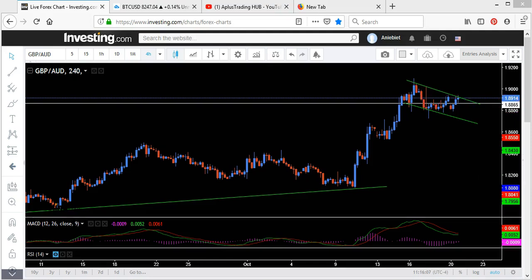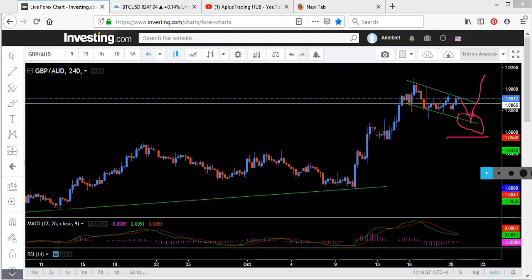Or better still, you can wait for it to push down and retest this trend line again before you buy. You buy, then place your stop loss at least 50 pips away from the signal candle there, and your take profit will be up above.